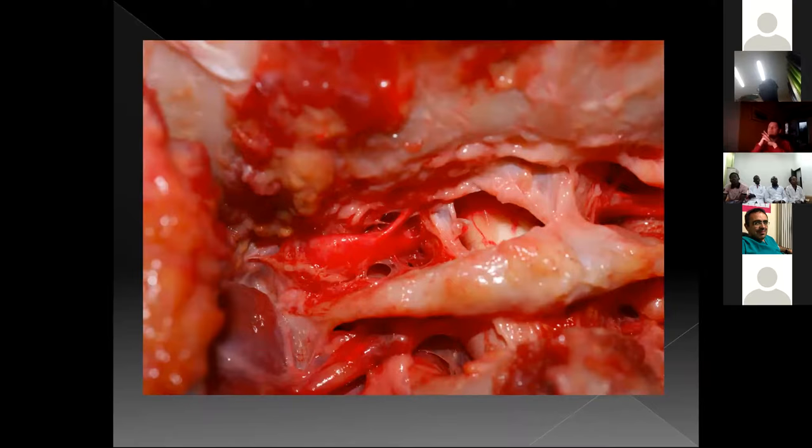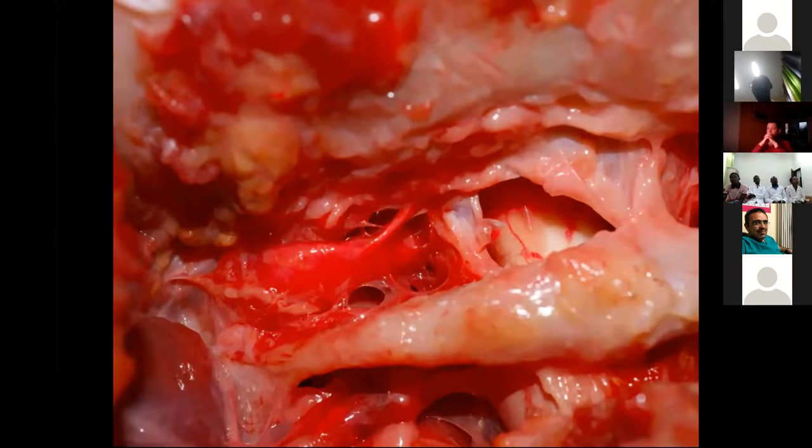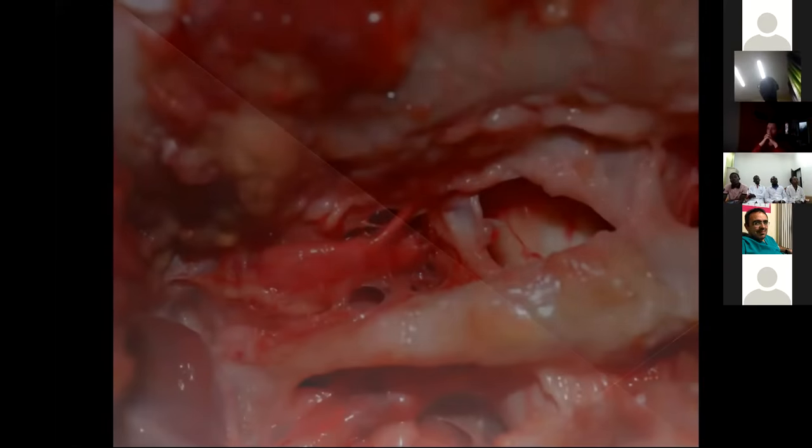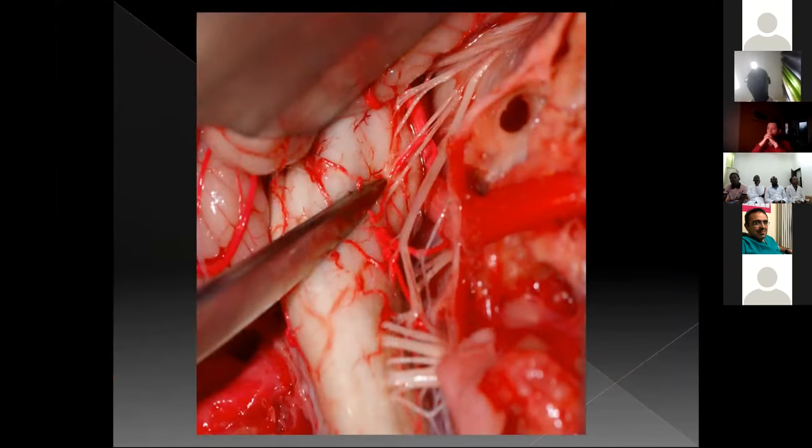And here we have the vertebral artery giving rise to a posterior spinal artery. So it's very important to respect this artery. This is a surgical case. Well, this is not a surgical case, this is a dissection. Look here, the lower cranial nerves.